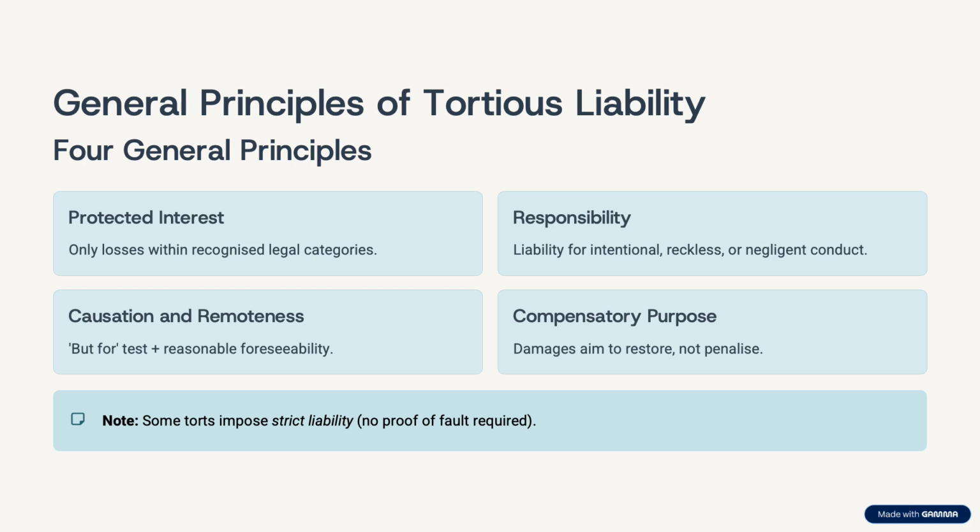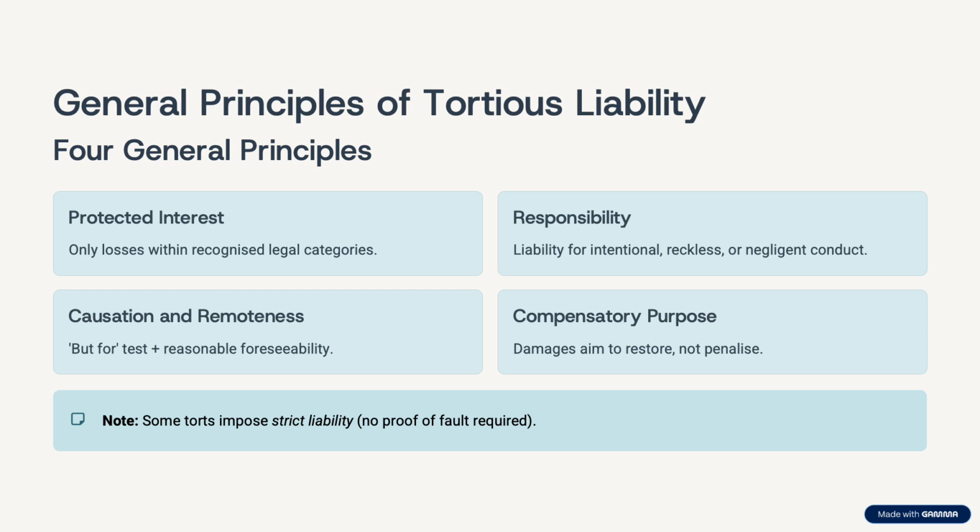Number 2 is responsibility. Did the defendant act intentionally, recklessly, or negligently? Remember, strict liability sneaks in sometimes. For example, in consumer protection law, they don't look at intention, they look at cause and effect. Did the product made by a company cause damage to the consumer? And number 3 is causation and remoteness. The good old but for test, the cause and effect. Would the damage have happened but for the defendant's action? If the answer is yes, there is no causation.